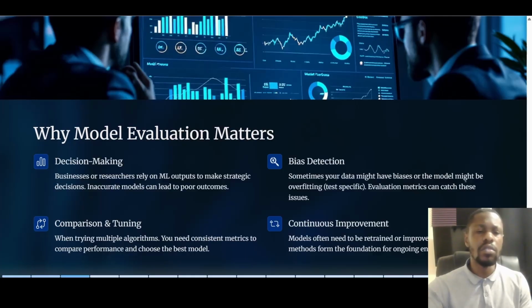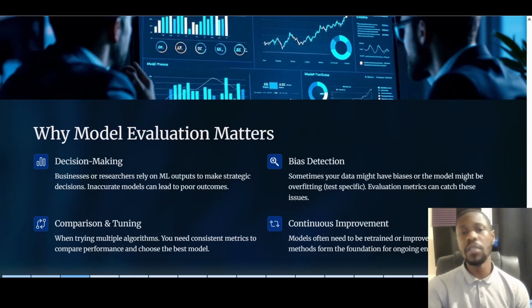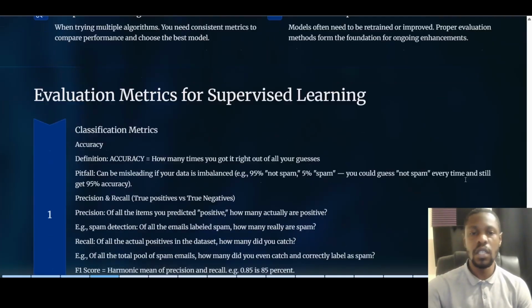Thirdly, comparison and tuning. When trying multiple algorithms, we need consistent metrics in order to compare performance and choose the best model. And finally, continuous improvement. Models often need to be retrained or improved, and proper evaluation methods help to form the foundation for ongoing enhancements.